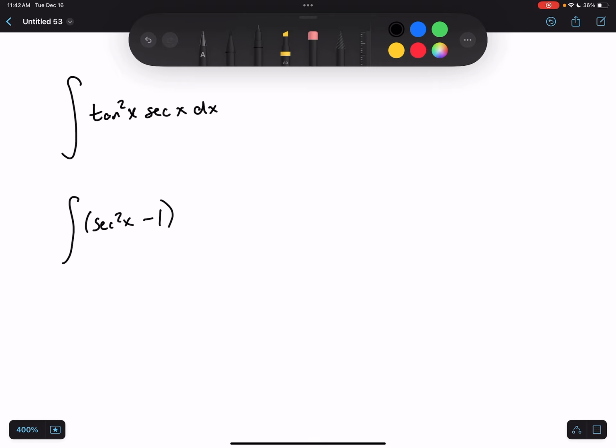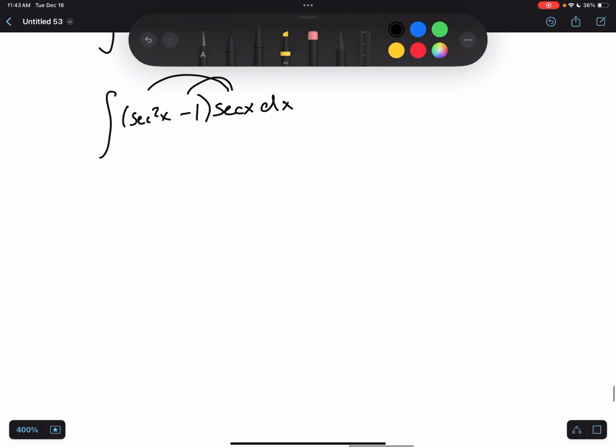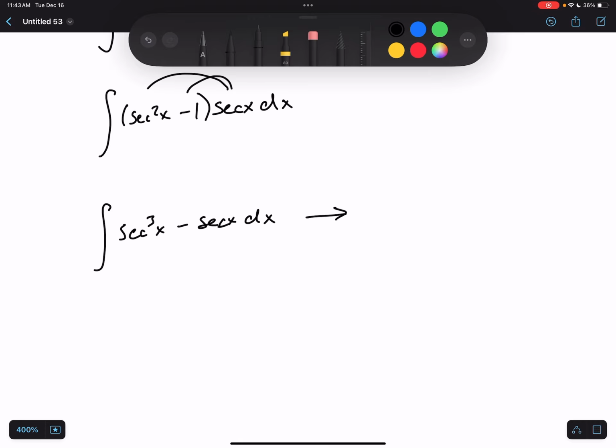secant squared x minus 1, so we have the integral of secant squared x minus 1 times secant x dx. Then we'll go ahead and FOIL the secant x, and we'll be left with the integral of secant cubed x minus secant x dx. And now we'll split this integral into two.